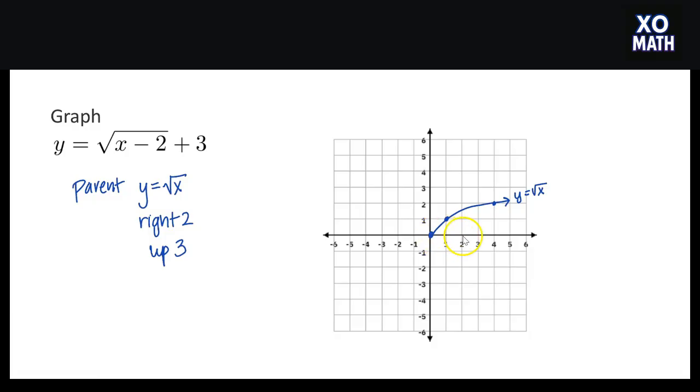So the origin's going to move to the coordinate point 2, 3. And then 1, 1 is going to move up to 3, 4. And the point at 4, 2 is going to move up to 6, 5. Excuse me. And then we can go ahead and connect those points. And this is now the graph of y equals the square root of the quantity x minus 2 and then plus 3.